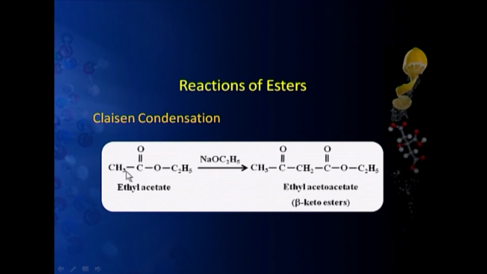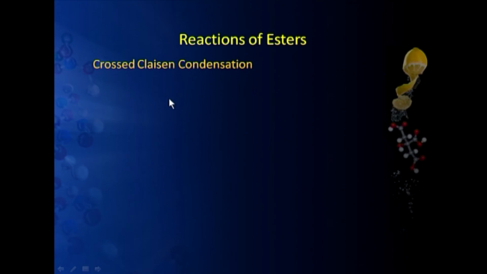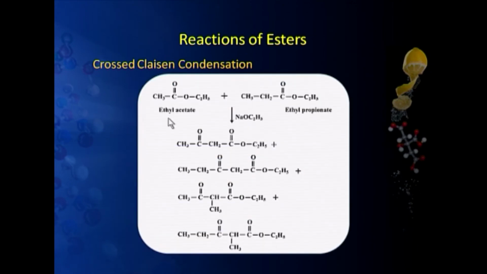If we take a mixture of 2 different esters and both have alpha hydrogen, then there is a possibility of formation of 4 products, because each of the esters will form its anion and it can react with another similar molecule or the different molecule. So we call that reaction crossed Claisen condensation. Say when this crossed Claisen condensation is carried out between ethyl acetate and ethyl propionate, these are the 4 possible products.